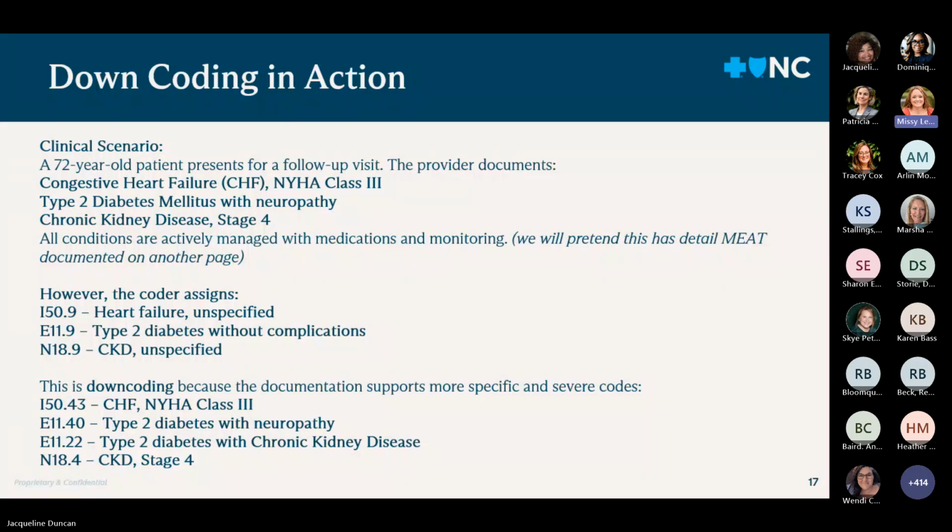Downcoding happens when a coder or provider selects a less severe diagnosis than what the documentation supports, often unintentionally or out of caution. While it may seem harmless, conservative coding can backfire. Financially, it lowers reimbursement and undervalues provider effort. Clinically, it underrepresents patient complexity, which skews risk scores and resource allocation. From a compliance standpoint, repeated downcoding creates audit exposure and signals inconsistency.